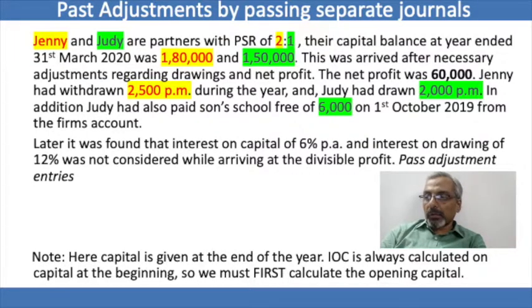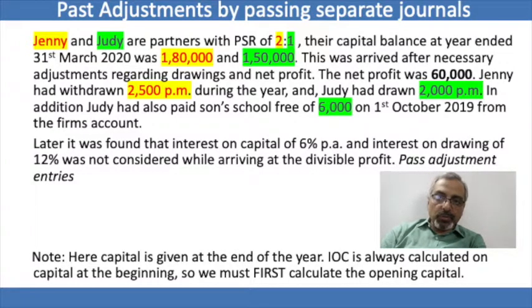Later it was found that interest on capital of 6% and interest on drawing of 12% was not taken into account while arriving at divisible profit. Please understand, the interest on capital is 6% per annum and interest on drawing is 12% per annum. These were omitted before calculating the actual profit. Pass adjustment entries. So here we have to pass the adjustment entries.